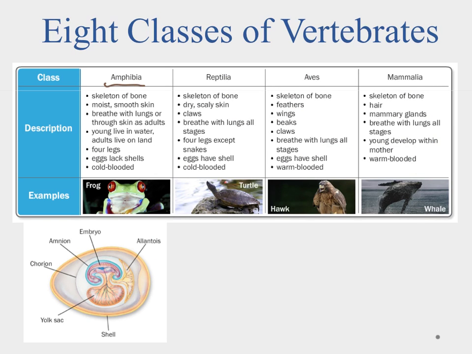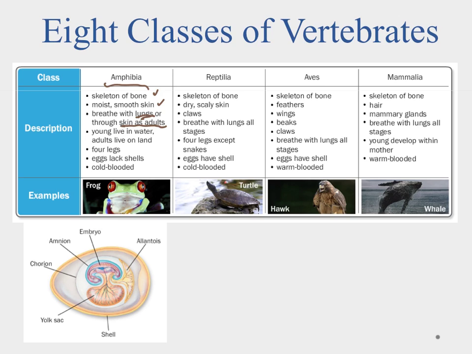Next up are the amphibians, the amphibia class. They also have a skeleton of bone. They have a moist or smooth skin, so they're tied to the water for the most part. They now breathe with lungs, or some of them can even breathe through their skin as adults. These ones here have a duality of life, kind of.